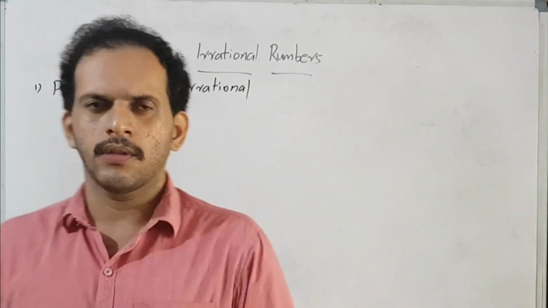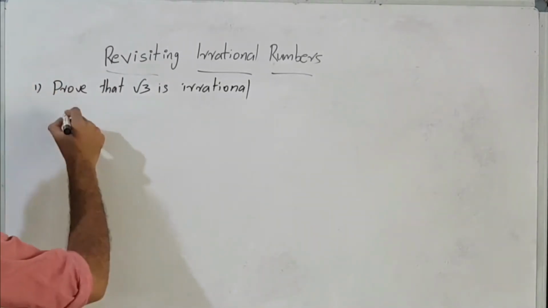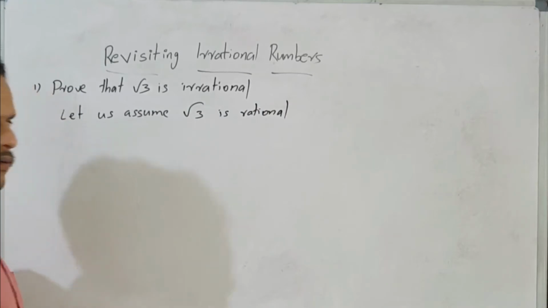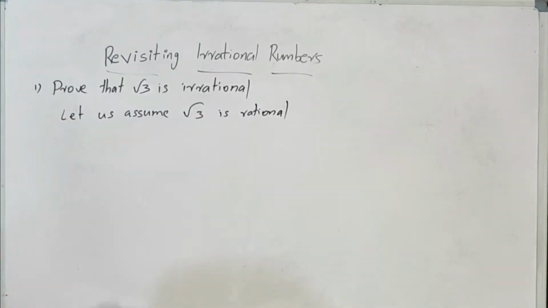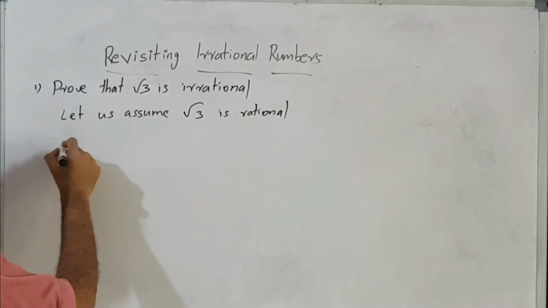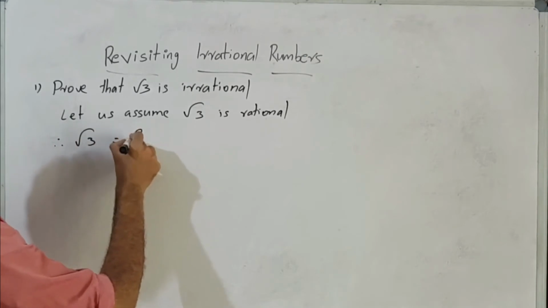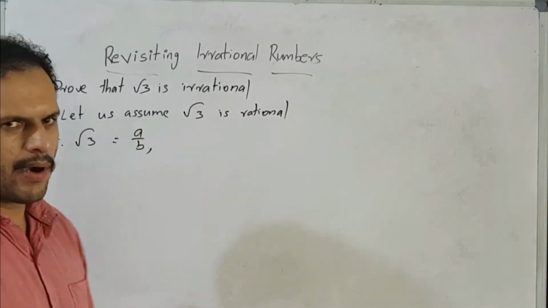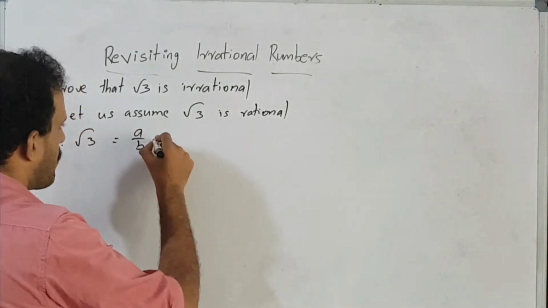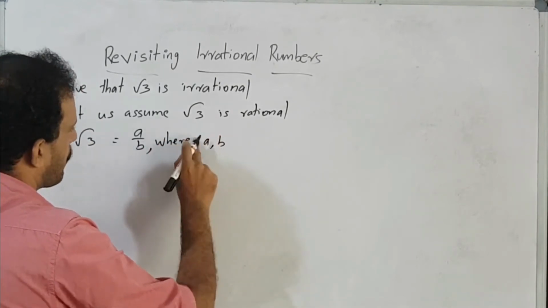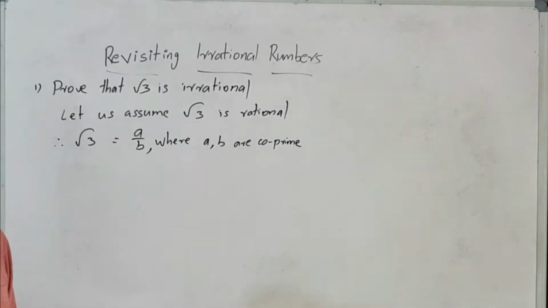Then how do we start? We start like this. Let us assume root 3 is rational. If root 3 is rational, how is it possible to write it? It is possible to write it like this. Therefore, root 3 is equal to a by b, where a and b are co-prime. Correct? So what is next?